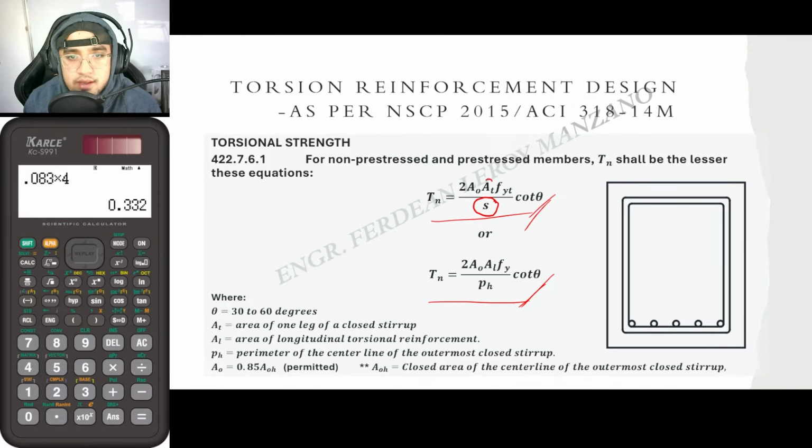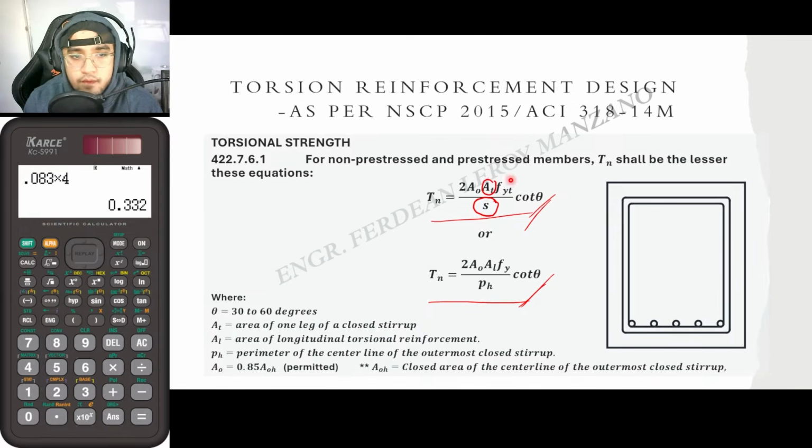When we say AT, let's go to AT first. A sub T is the area of one leg of a closed stirrup. So take note that we are only to solve for one leg here. Unlike in our previous lecture on shear reinforcement, where in the example we have two legs, and if we have two legs, we multiply the area of the rebar by 2. That was before. But for AT, we only assume that one leg will be helping in torsion, because that is actually the case in torsion. So again, AT is the area of one leg.